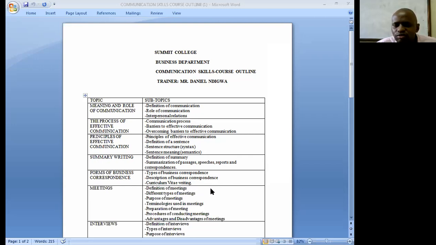When you're writing your CV, what are some of the things that you need to understand? Then the meeting also is very critical. Here you will be able to understand how to define a meeting. So the definition of a meeting. And this is a very common term when it comes to the office. You hear people say, I'm going to attend this meeting, I'm going to attend such and such a meeting. So you need to understand.